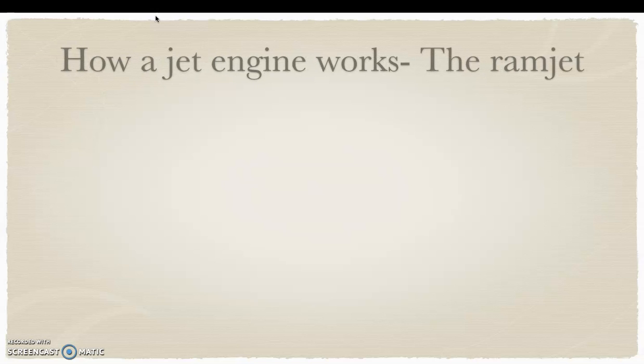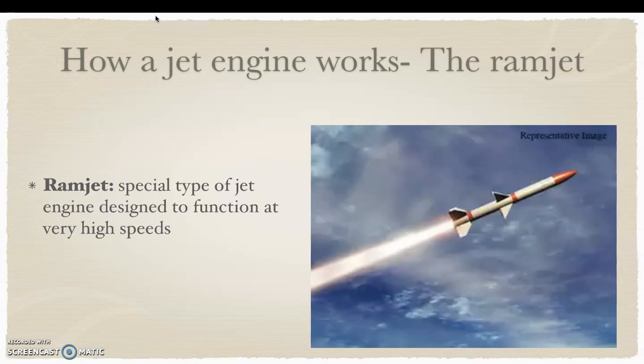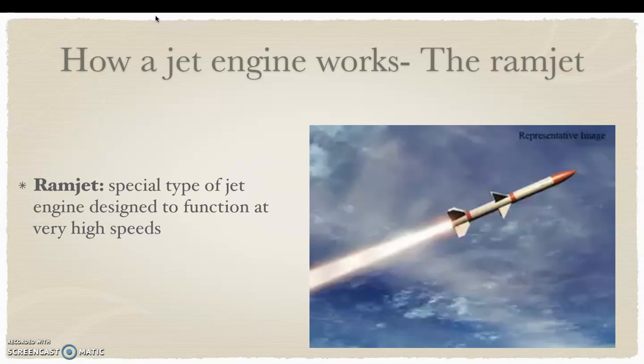And our last one is going to be a ramjet, which is another type of jet engine. This ramjet, though, is a special type of jet engine designed to function at very high speeds. It's actually going to be a lot faster than a plane. That's why they use this jet engine only for missiles. So the ramjet is a special type of jet engine designed to function at very, very high speeds. It will work best with missiles.